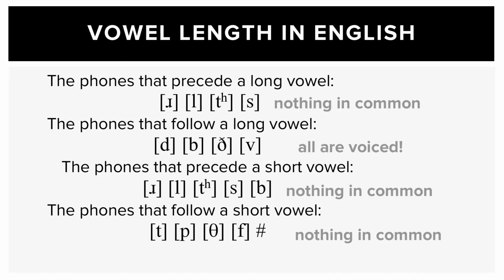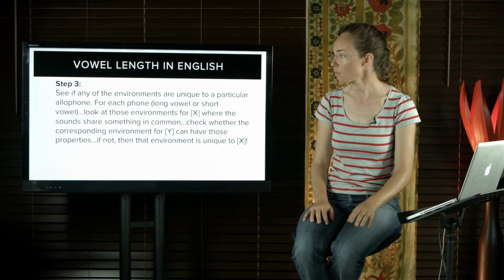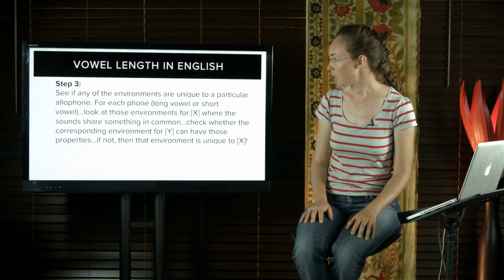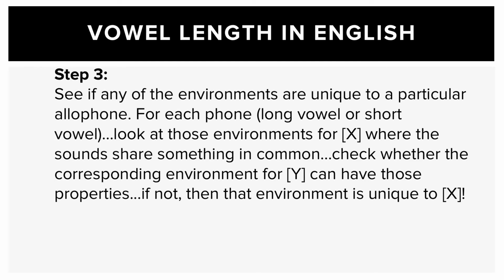So from our data here, the phones that precede a long vowel, t, and s, have nothing in common. The phones that follow a long vowel, d, b, v, and v, are all voiced. The phones that precede a short vowel, t, s, and b, have nothing in common. And the phones that follow a short vowel, t, p, f, and the end of a word, also have nothing in common.